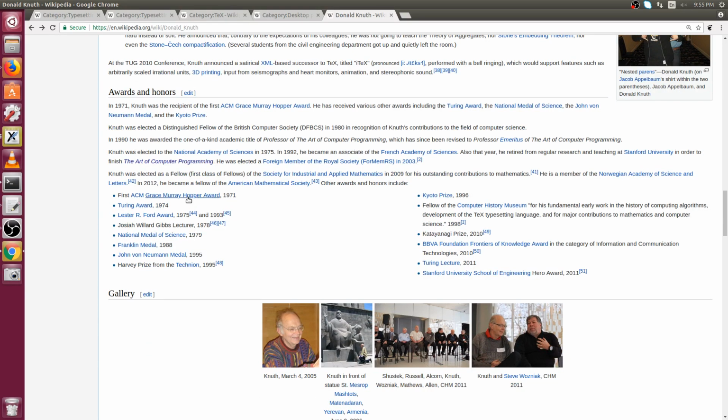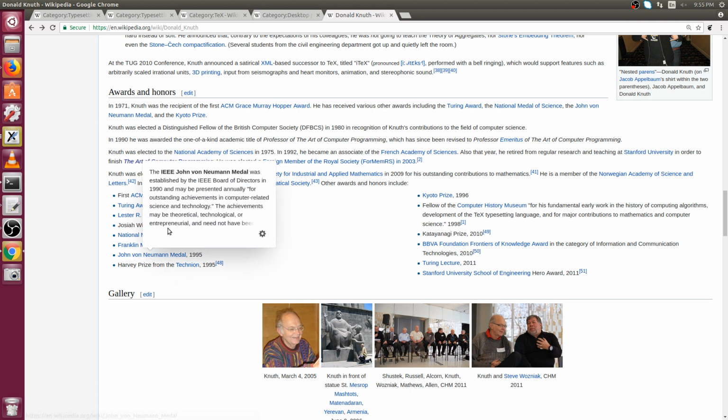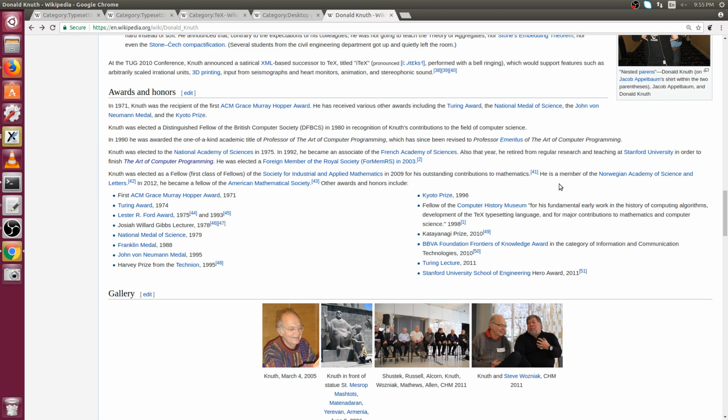The first ACM Grace Murray Hopper Award. He's got the Turing Award, the John von Neumann Medal, Stanford University School of Engineering Hero Award. Yikes. That sounds like a big one.